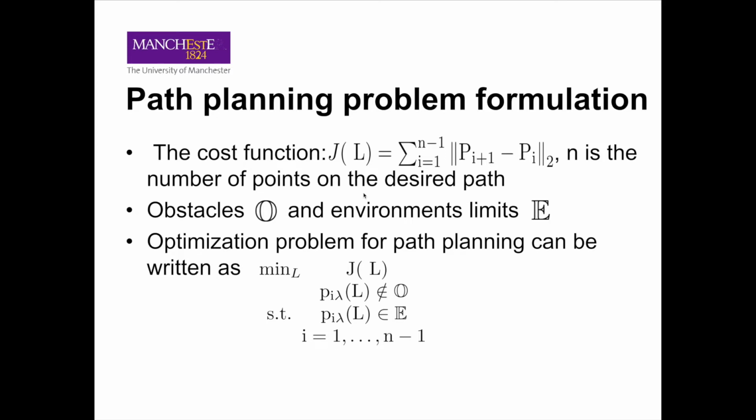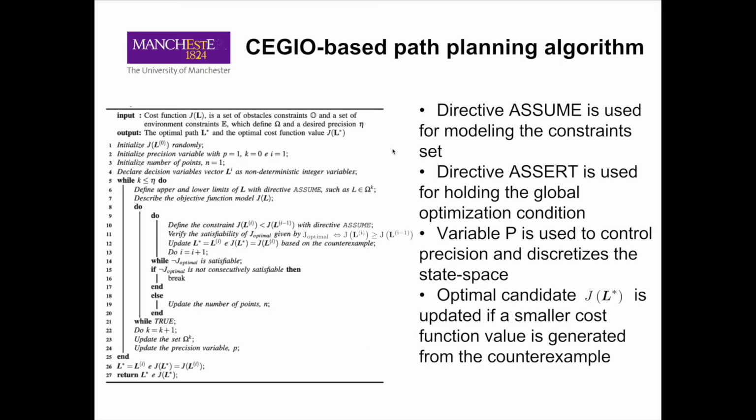So the optimization problem for path planning can be written as this. To minimize the cost function JL, where all points on the path are within the environment limits, but cannot be within the obstacles. Before applying ACGL to the path planning problem, let's review the CGL-based path planning algorithm.